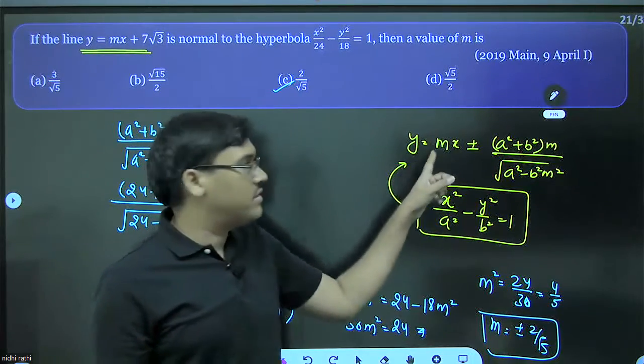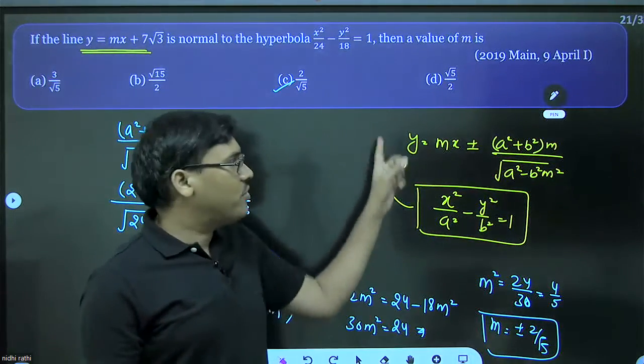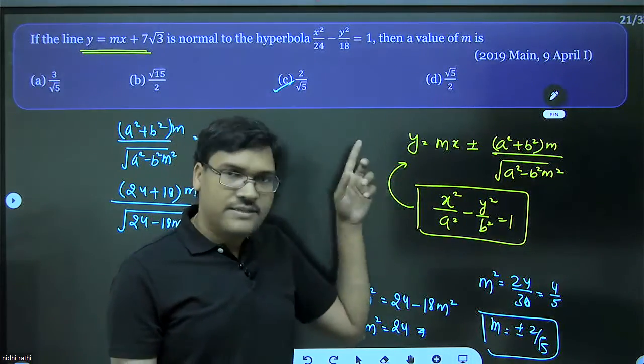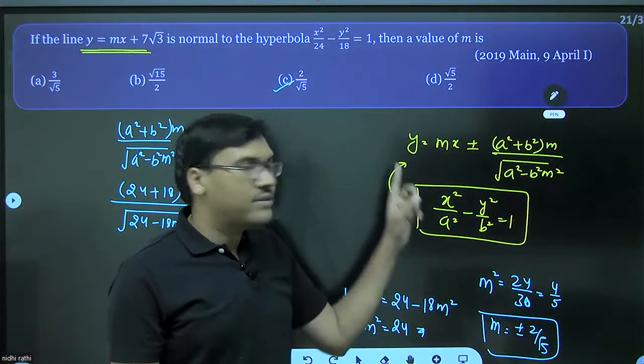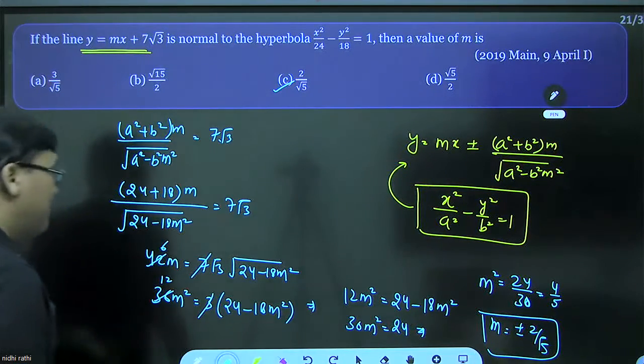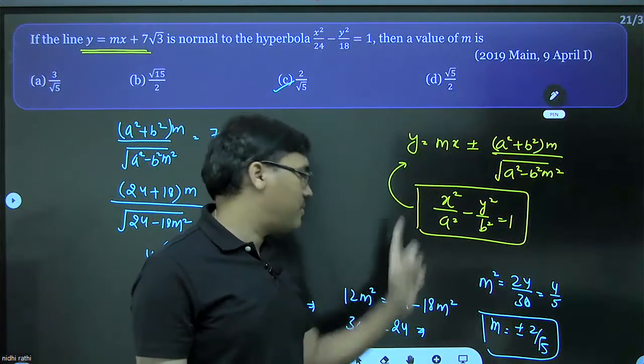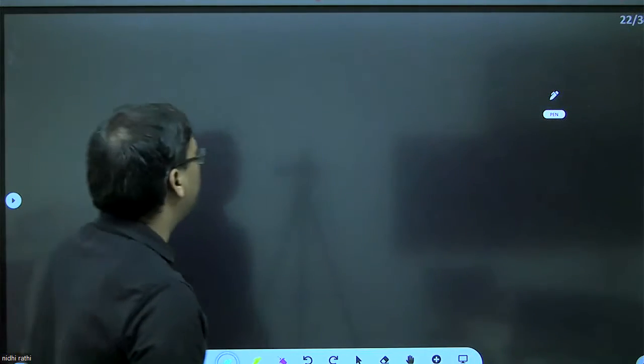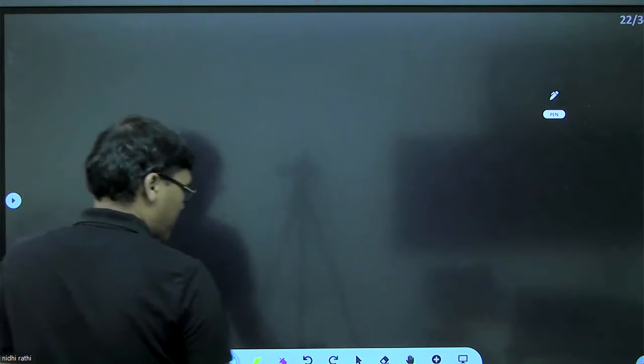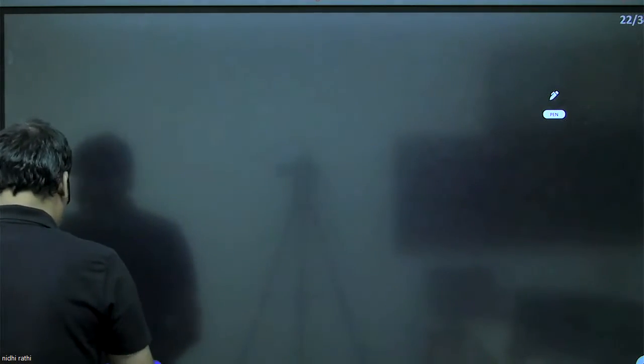If you know this formula, this result, that the slope of normal is m, then what is the equation of normal to this hyperbola? This is a very easy question. But sometimes students don't remember this. This is a very important form of normal. You should remember this. But in case you forget this, how can you approach this question? That is also what we are going to discuss here.